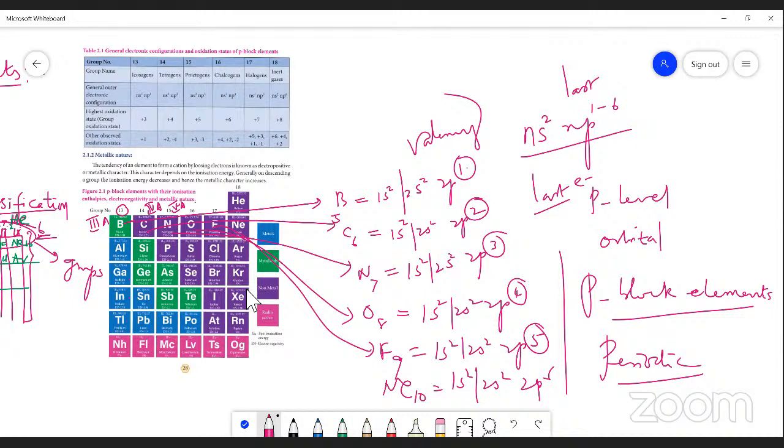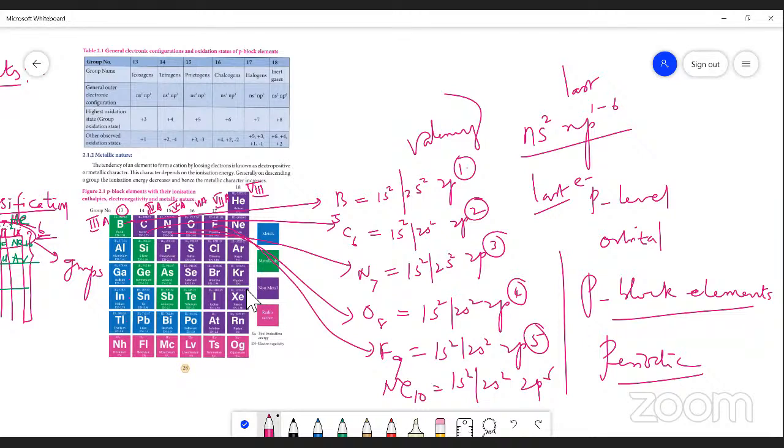15 group elements are the 5th A family. 16 group elements are the 6th A family. 17 group elements are the 7th A family. These 18 group elements are called the zero group. Please come to know which elements belong to this 14 group: carbon, silicon, germanium, stannum, lead, that is flerovium.